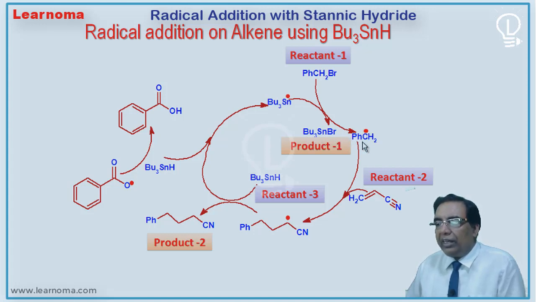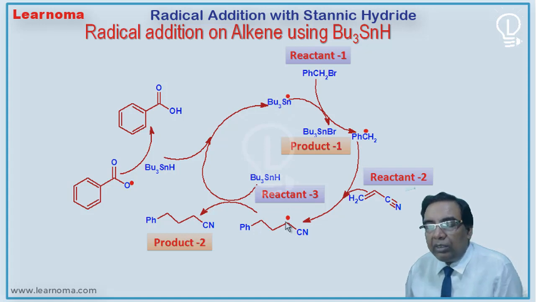Now this PhCH2 radical, the benzyl radical, will add with acrylonitrile, CH2=CH-CN. Here we have 3 carbons: CH2, CH and CN, nitrile. And here it adds with this carbon, forming a radical adjacent to the cyanide group. Adjacent to the cyanide group, we have a radical. This is your radical addition. PhCH2 adds here and another radical is formed.